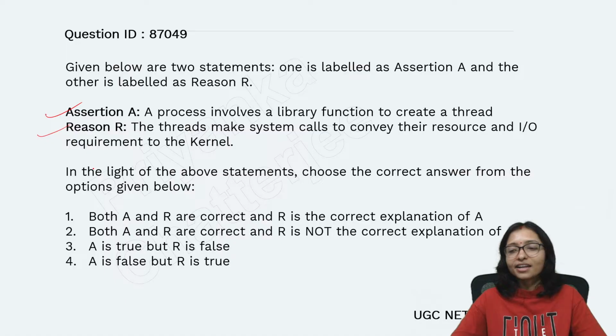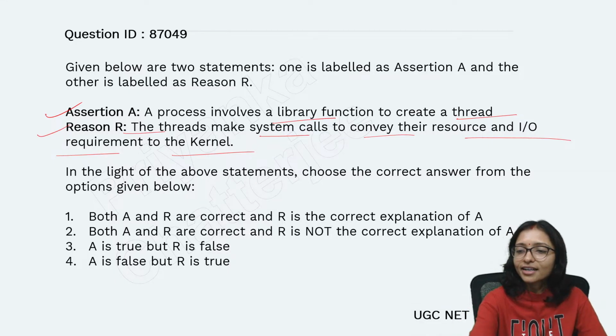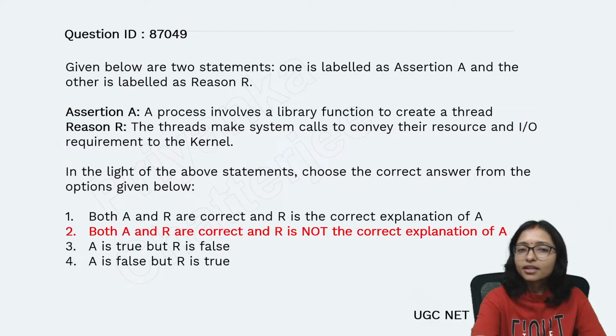Assertion and reason. Assertion: A process involves a library function to create the thread. Reason: The thread makes the system call to convey the resource or IO requirement to the kernel. Yeah, answers are coming. Answers are coming.